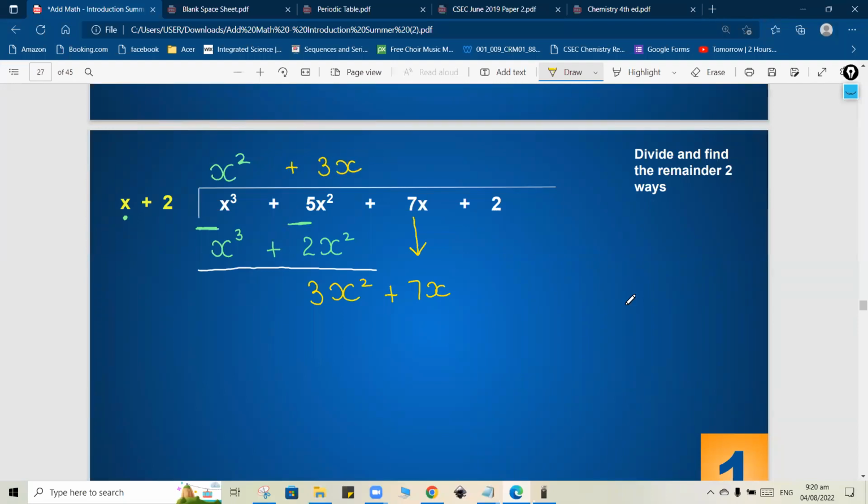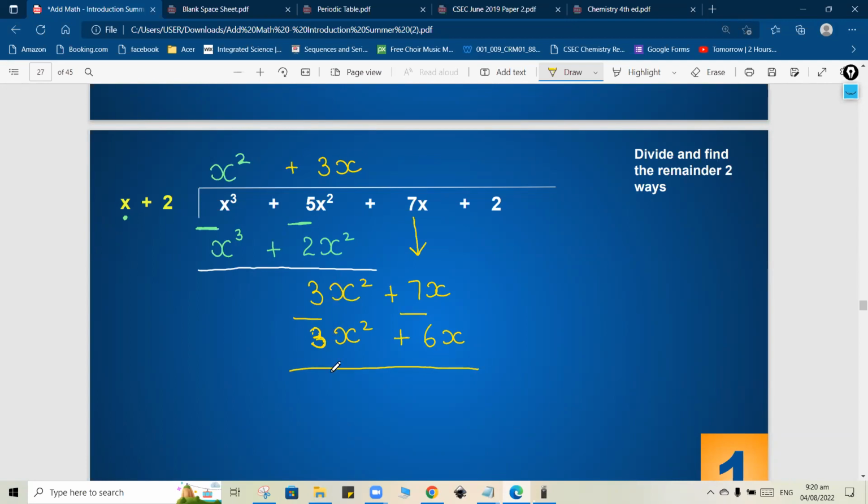That orange value on top, we have to multiply by both items. 3x by x is what? 3x squared, right? It's kind of bad there, but that's a 3. And 3x by 2 is 6x. And once again, we have to minus both of them. So I write two minus signs.